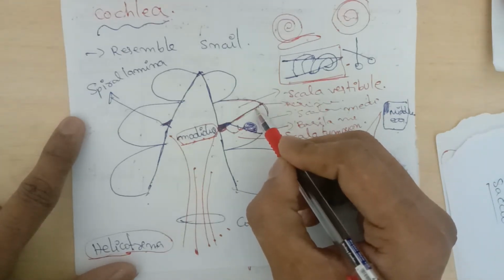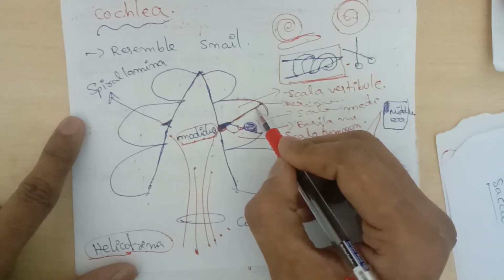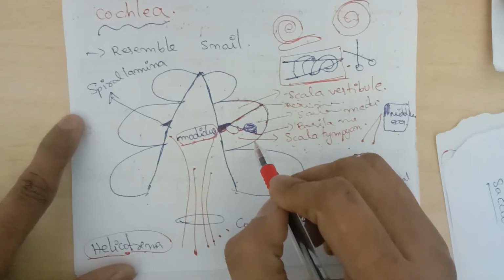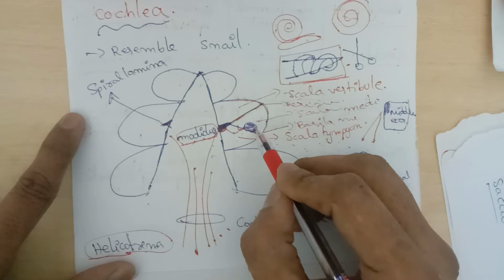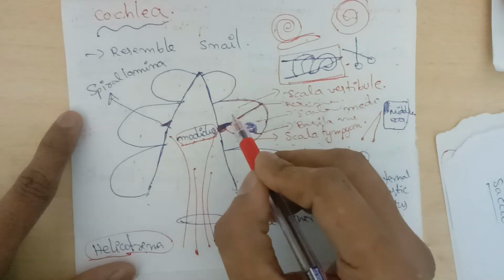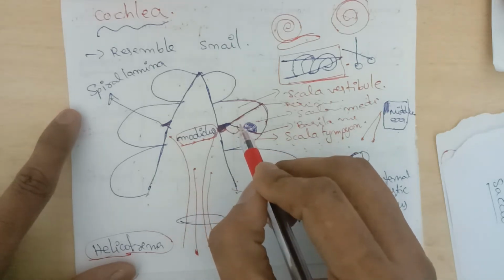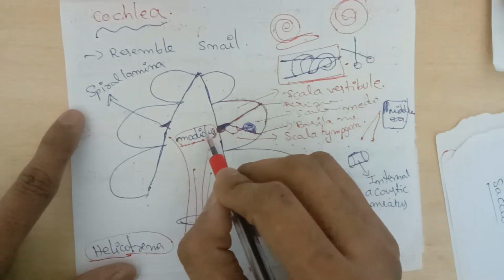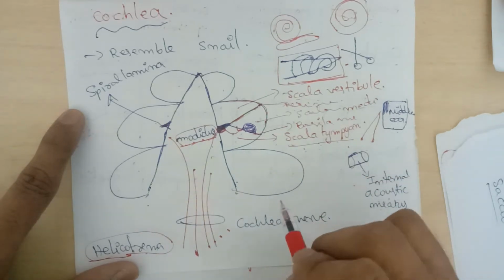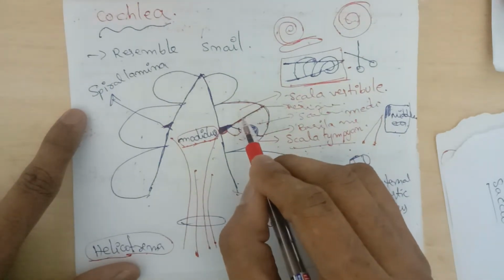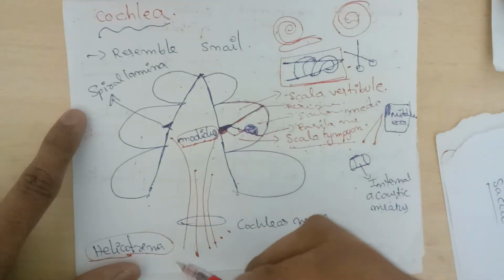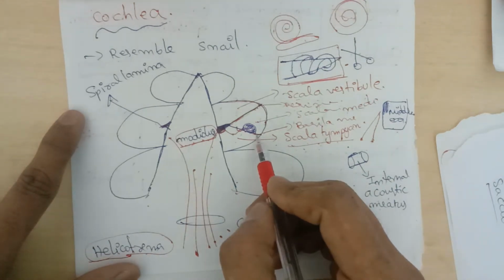Reissner's membrane is less elastic. Which one is more elastic? The basilar membrane is more elastic. When sound waves come from the middle ear to the inner ear, they travel from the scala vestibuli and come into the scala tympani. During that time there are no vibrations in Reissner's membrane. This is the reason why it is not elastic, while the basilar membrane is elastic.